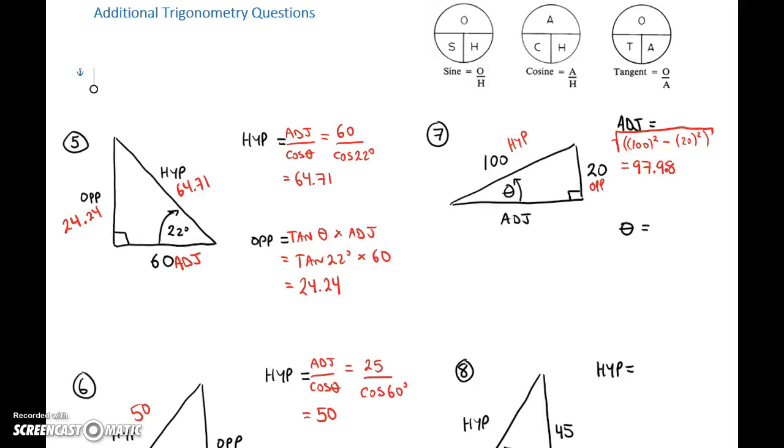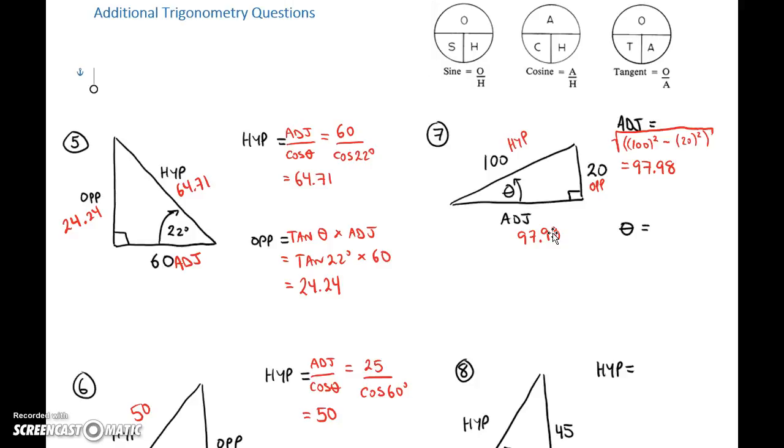Nice. Okay, so now we've got the adjacent at 97.98. And you can see that the hypotenuse and the adjacent are almost identical. So that means that our angle is going to be fairly shallow. So let's see, our given values are the opposite and the hypotenuse. And it looks like sine uses those two to create that ratio there.